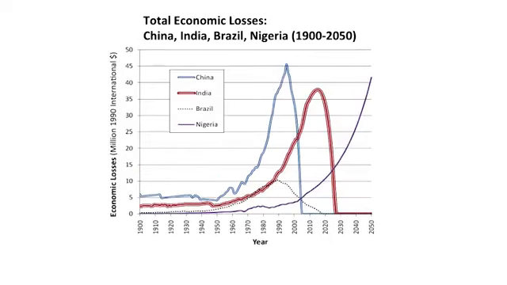This next slide shows you total economic losses in China, India, Brazil, and Nigeria. Our estimates of total economic losses in monetary terms show even more dramatic declines in China and India and more dramatic increases in Nigeria. The global projections by region are in your reading, and I'm not going to go over them here, but they do look similar to the projections for these four large countries in the developing world.